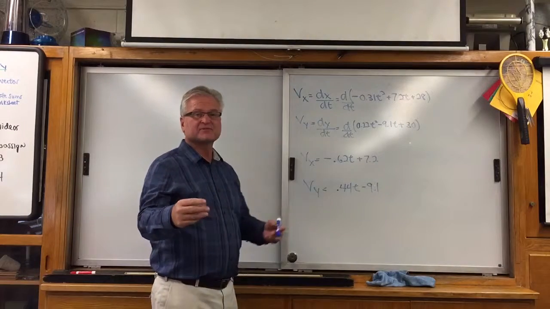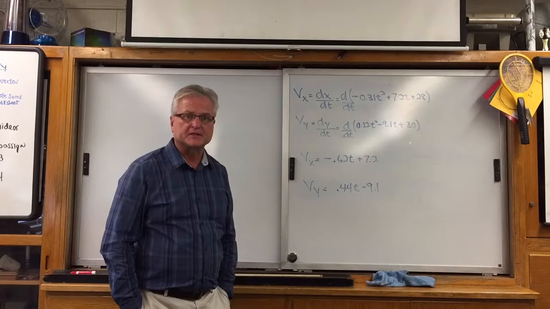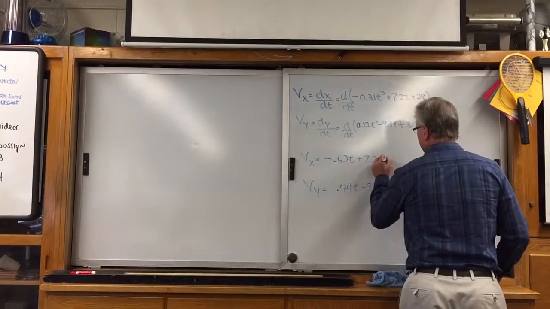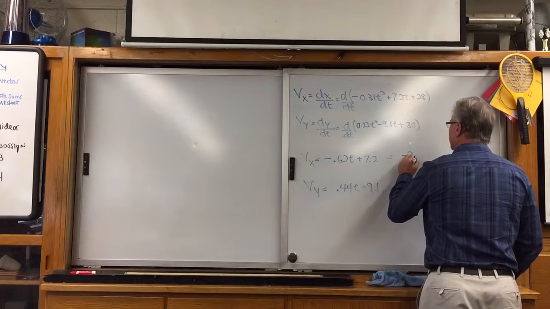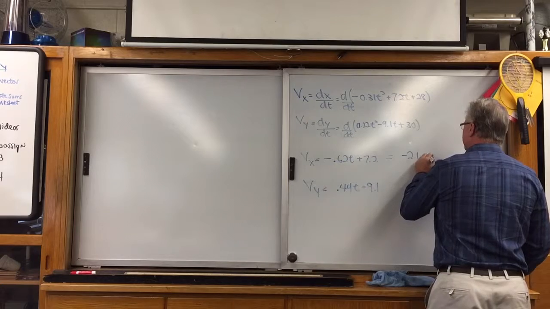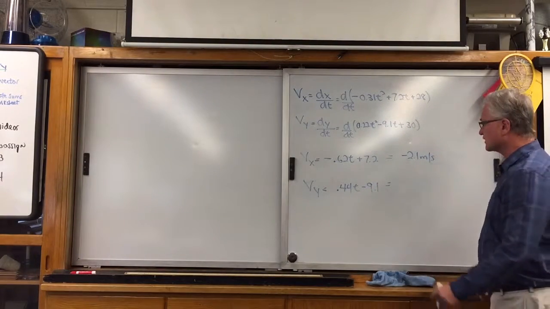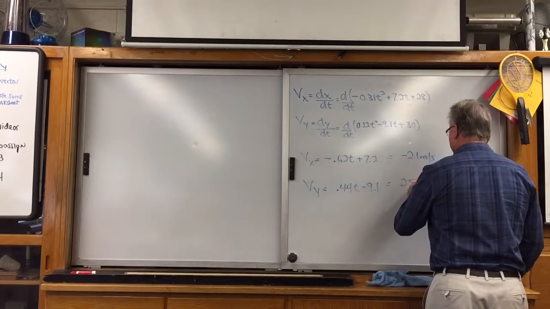So let's say, same question. Let's suppose I ask, what's the velocity of the rabbit at 15 seconds? So all we've got to do is plug in some numbers right here. Put in 15 seconds here, and we're going to end up with negative 2.1 meters per second. Same thing here. If we have 15 seconds, we plug that in, and we're going to end up with a positive 2.5 meters per second.